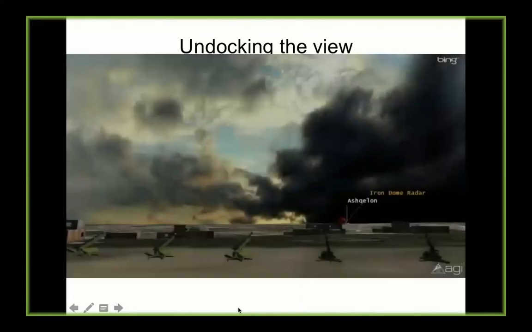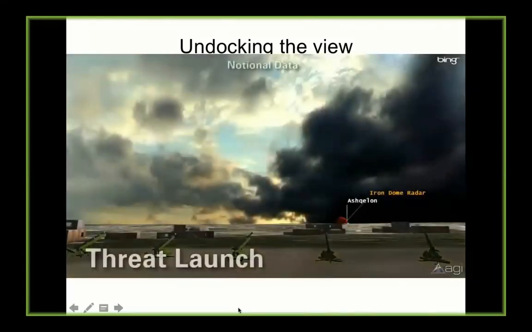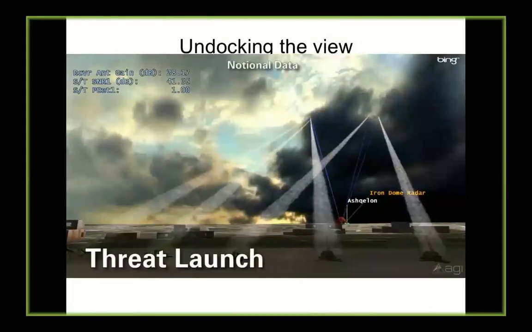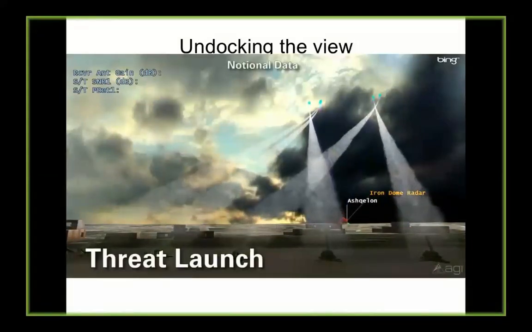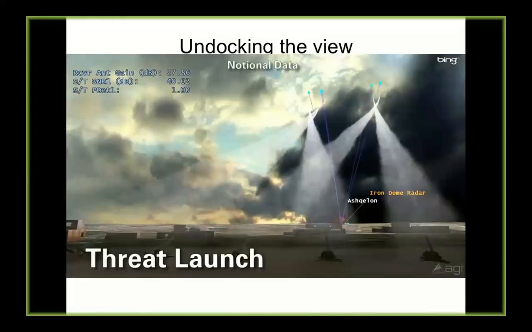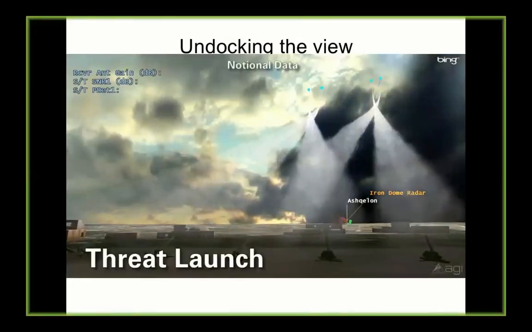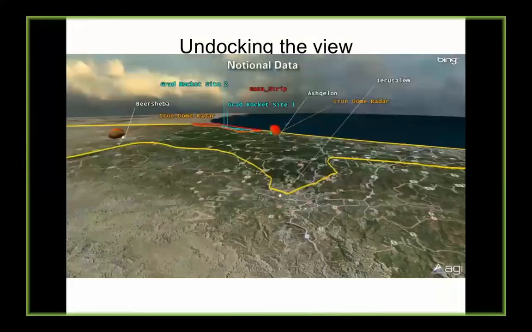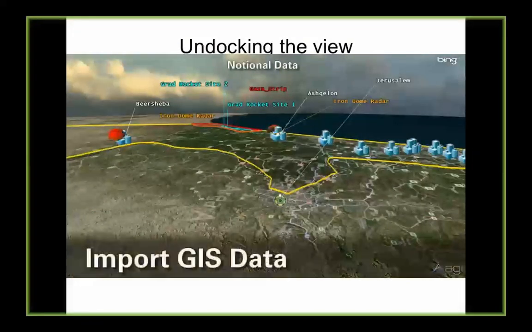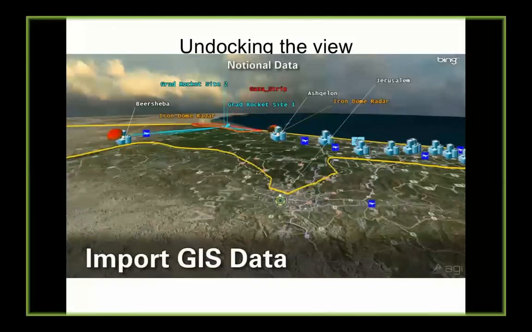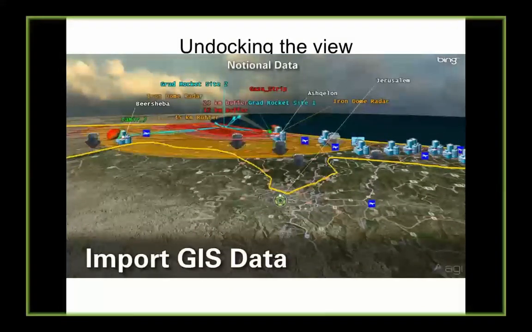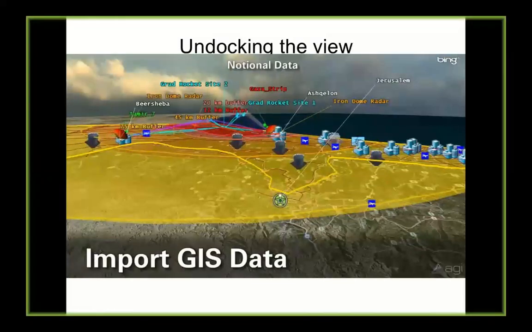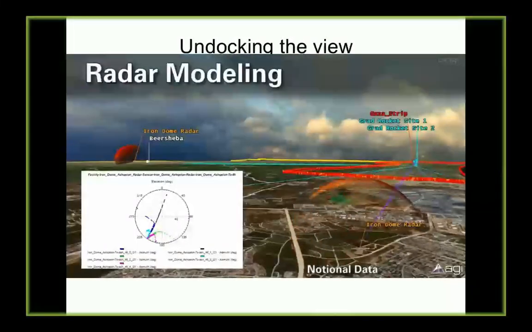You can also see this is an example of a threat launch from some country. And here you can see it's in Ashkelon. Ashkelon is in Israel. And you know that Israel is very popular for getting a lot of bombings, disturbance, and so on. And it's trying to show you how GIS data, which is geographical data, is being simulated by using this software.